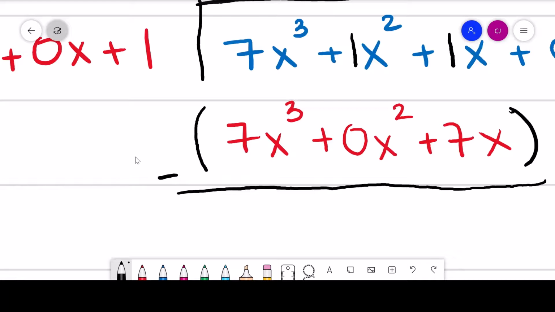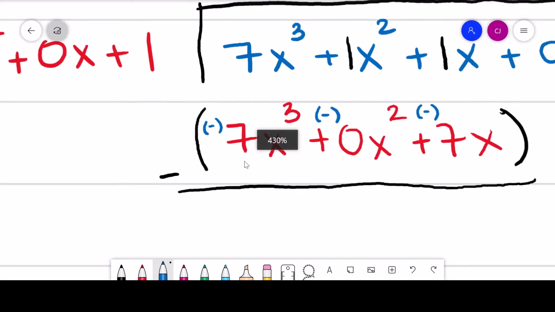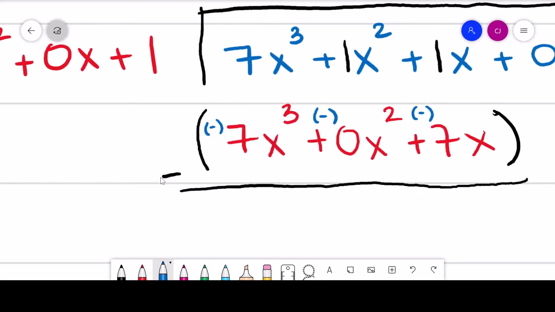I'm going to take this negative and show the distribution by putting whatever resulting symbol from multiplying that negative on the side here. If I take negative times positive 7, that's going to make this negative. If I take negative times a positive, that's going to give me negative. If I take a negative times a positive, that's also going to give me a negative. The reason I'm showing this operation is because a lot of students get lost in this. They forget to distribute the negative.